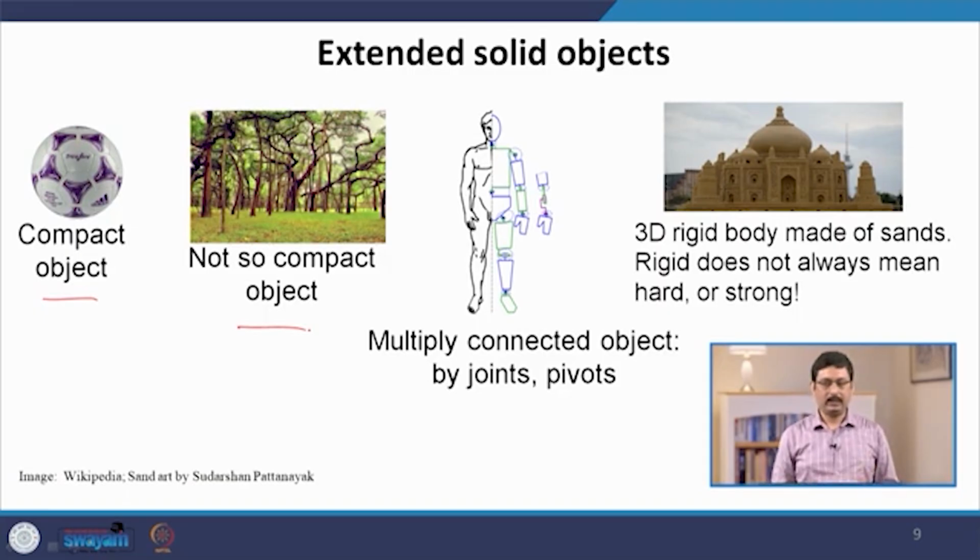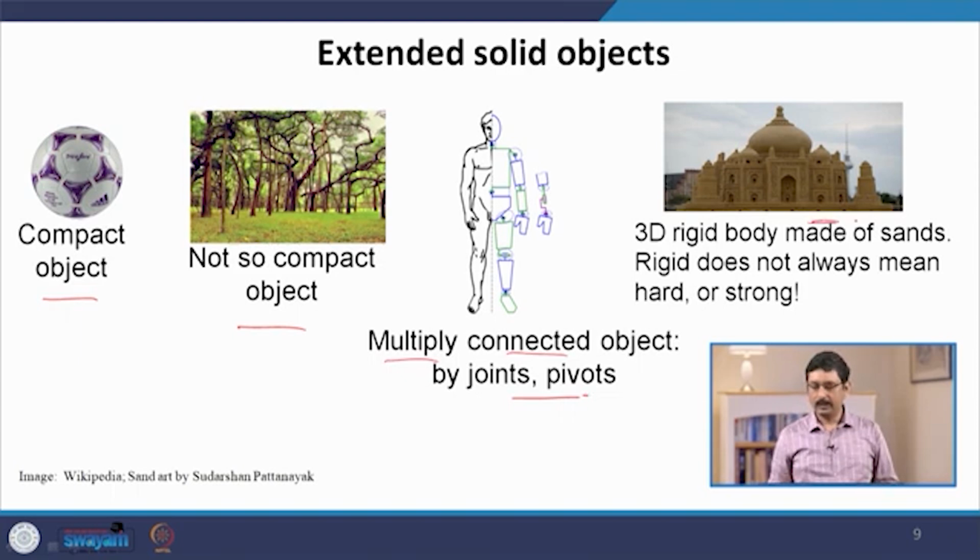Then we can have some examples in which there are multiply connected objects. There are different objects which are connected by various joints and pivots, such as the example of the human body. If we think of our arm, we can think of it as having connected pieces. Let us say this is one piece, this is another piece, this is perhaps another piece, and they are connected at joints. So the movement of our arm is not a single object, but at least three different connected pieces joined by some pivots.